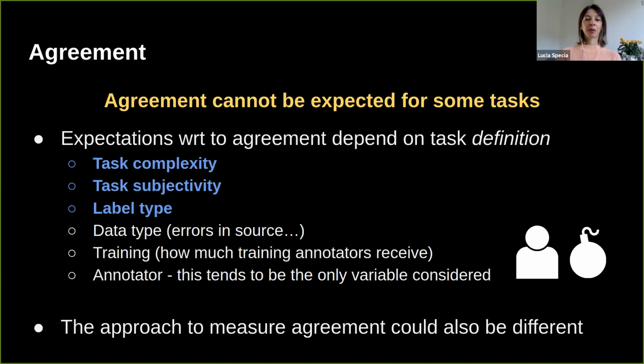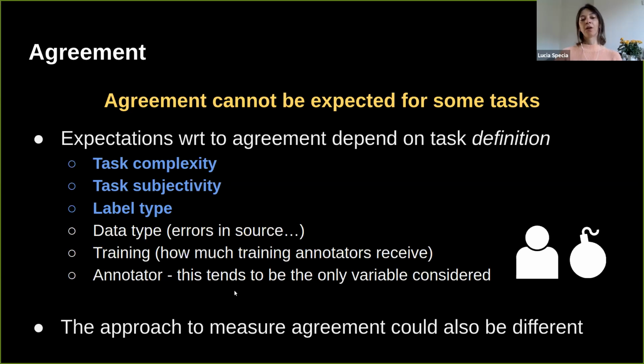And that this expectation will depend on various aspects, some of which I list here, which I think are the main ones: task complexity, subjectivity, and also the label type. These are all related but slightly different takes on the diversity of tasks. And then obviously also the data type.